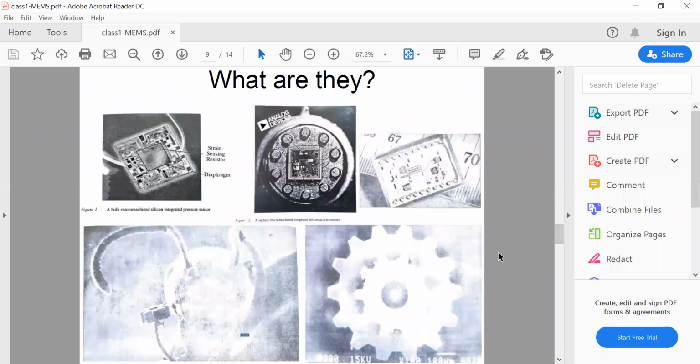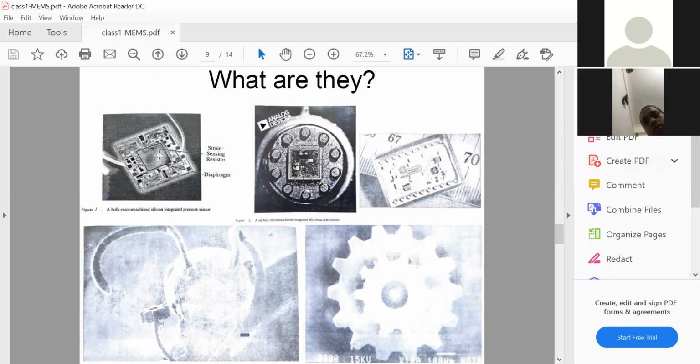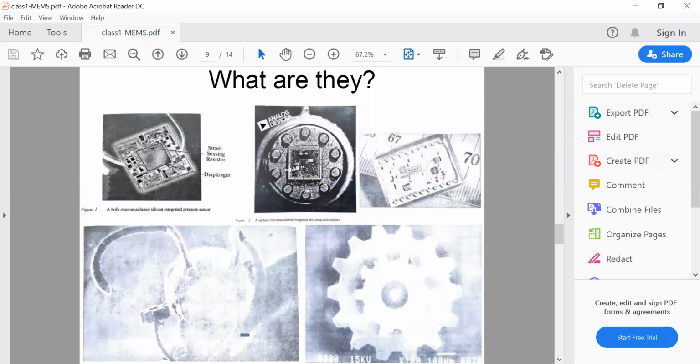Look into these pictures. This is a bulk micromachined silicon integrated pressure sensor, the first one, where a strain sensing resistor is present, a diaphragm is there, and the size is very small. The second picture is a surface micromachined integrated silicon accelerometer. This is the accelerometer, and different actuators can be fabricated in this way.